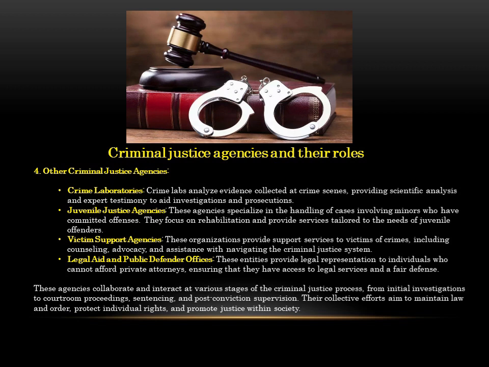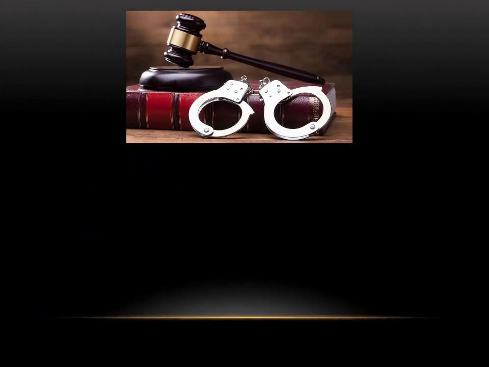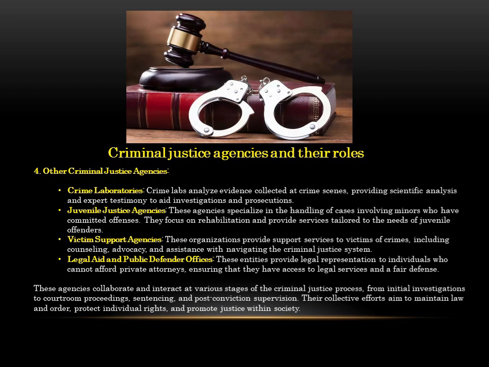Juvenile justice agencies. These agencies specialize in the handling of cases involving minors who have committed offenses. They focus on rehabilitation and provide services tailored to the needs of juvenile offenders. Victim support agencies. These organizations provide support services to victims of crimes, including counseling, advocacy, and assistance with navigating the criminal justice system. Legal aid and public defender offices.